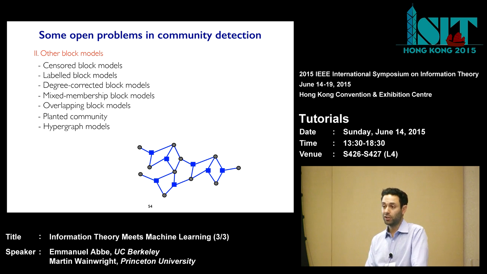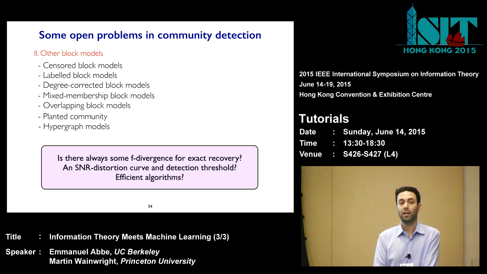And for all of these extensions that are very important for applications, all the questions we discussed previously take place. Is there another f-divergence that captures when you can recover? Is there some SNR distortion curve in detection, etc.? So this is roughly open. Partial results are mentioned in the booklet.